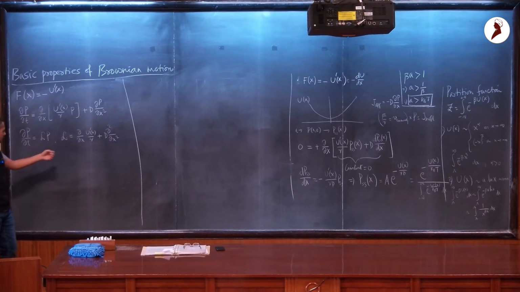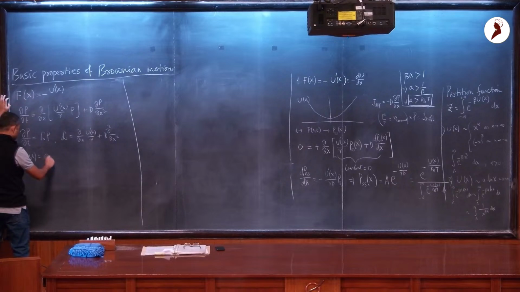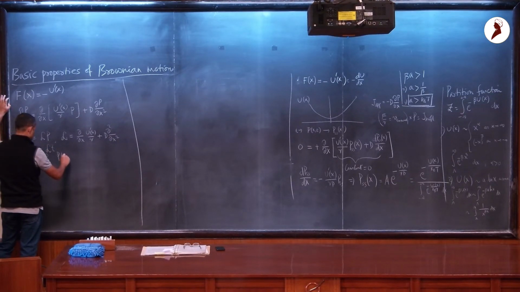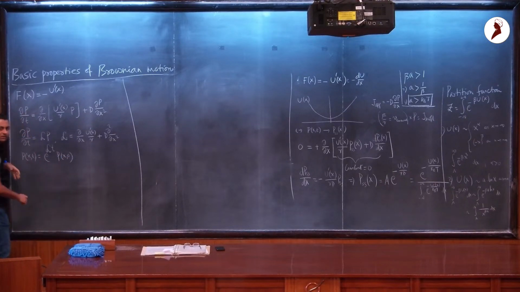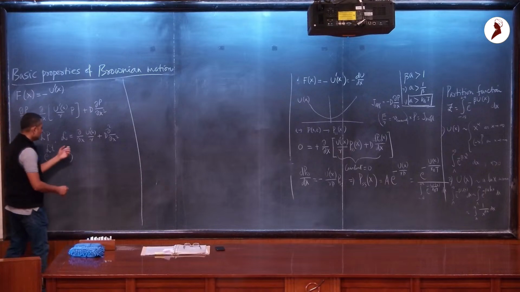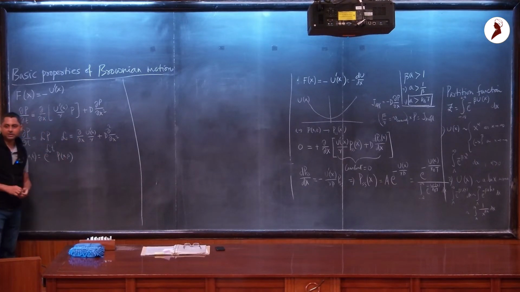Okay. So in principle, formally I can solve this equation. So what is the formal solution? The formal solution is basically that P of x, t is exponential of L t P of x, 0. This is just a formal solution. But is this operator Hermitian?